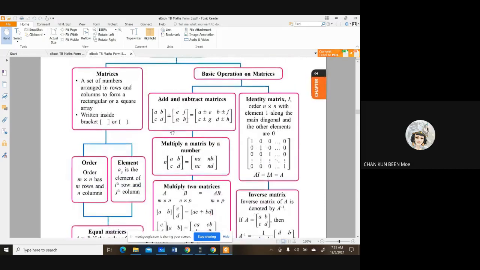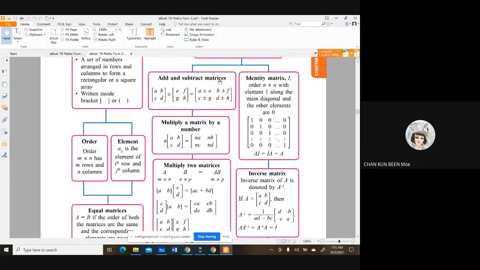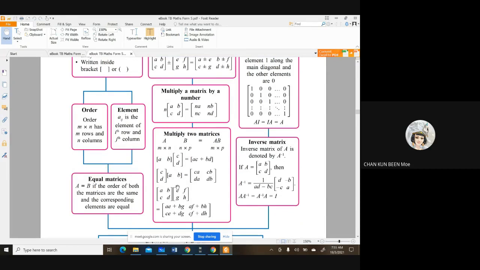Continue. Then you learn about the basic operations of matrices. That one involves add and subtract. After that, multiply. First, you multiply by a number only like this. Then you multiply two different matrices. But then you have to know the order to see whether they can be multiplied or not.